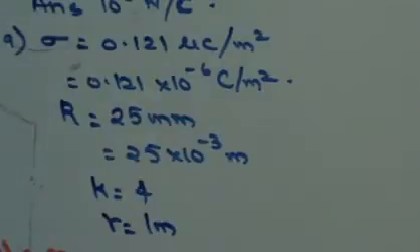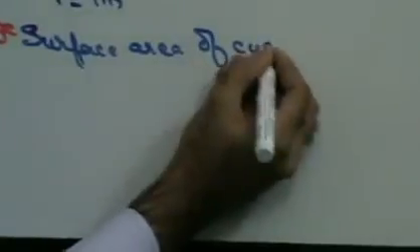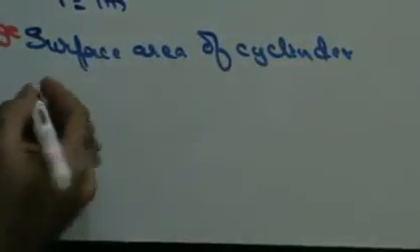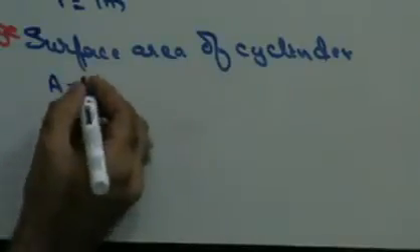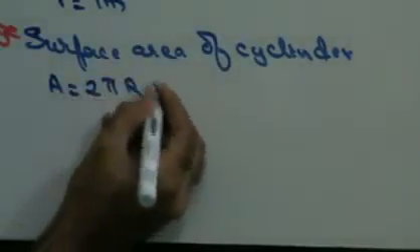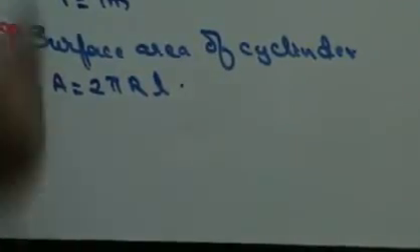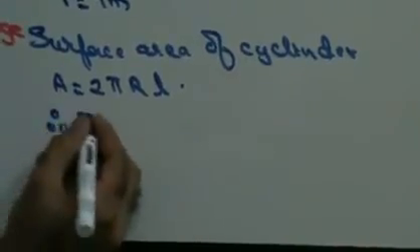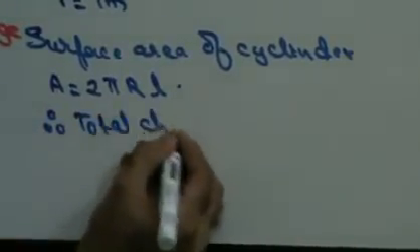Now since this is a cylinder, what will be the surface area of the cylinder? Surface area of the cylinder is A = 2πrL. That's going to be my surface area of the cylinder, where we will assume L to be the length of the cylinder. Therefore, what will be the total charge of the cylinder?